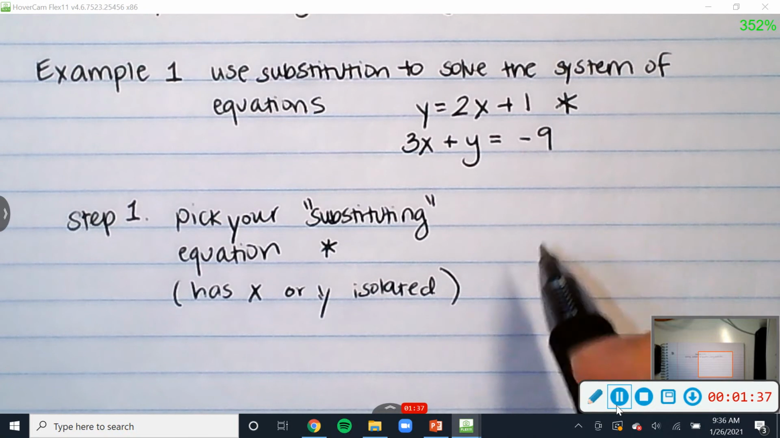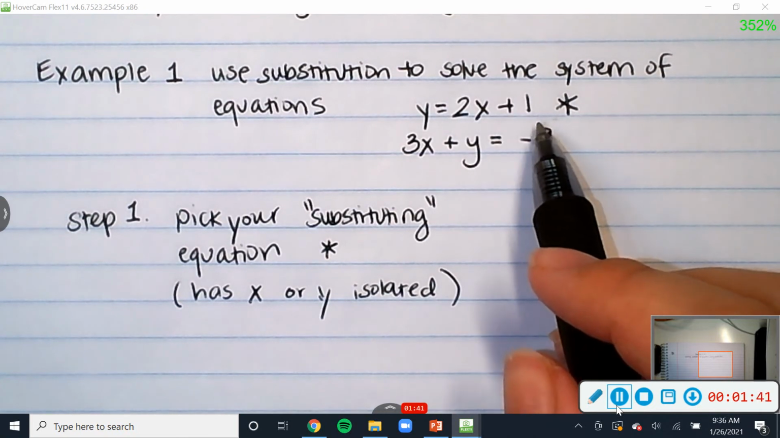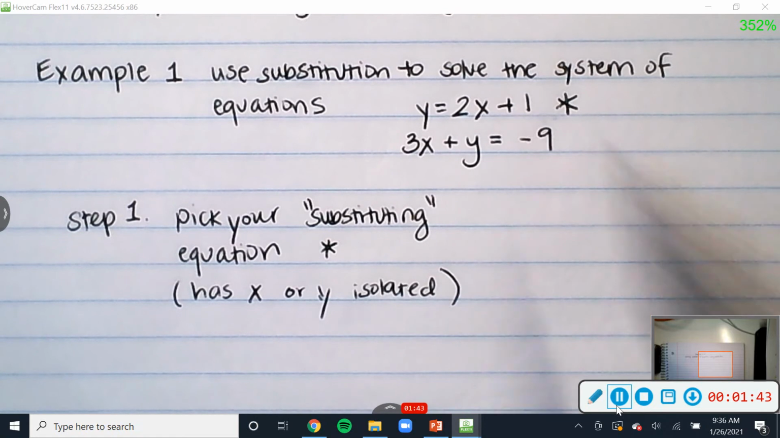So this is the one that I want to use as my substituting equation, and I'm going to put a little star next to it to know that this is the one I'm picking. This is a very important step. Make sure that you always look very carefully and determine which equation you want to use in step 1.